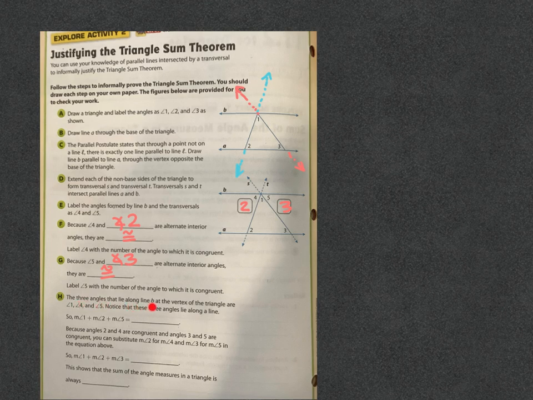The 3 angles that lie along line B at the vertex of the triangle are angles 4, 1, and 5. They put it this way, angle 1, 4, and 5. Notice that they make a straight line. We know that angles that add up to a straight line, 1, 4, and 5, add up to 180 degrees because of the straight angle. Because angle 2 and 4 are congruent and angle 3 and 5 are congruent, you can substitute 2 for 4 and 3 for 5. The measure of angle 1 plus the measure of angle 2 plus the measure of angle 3 is also 180 degrees.